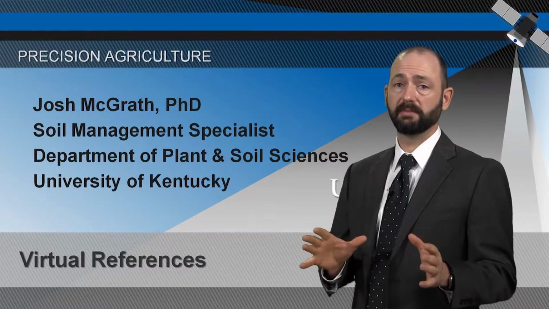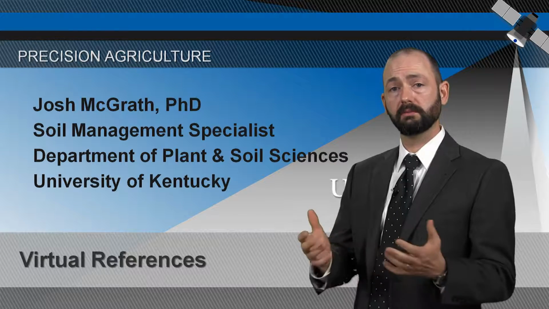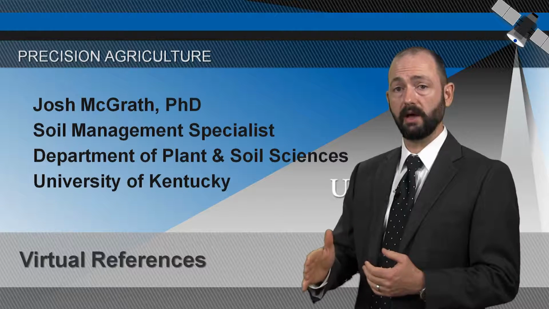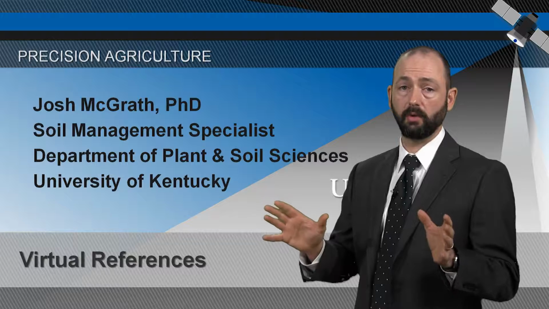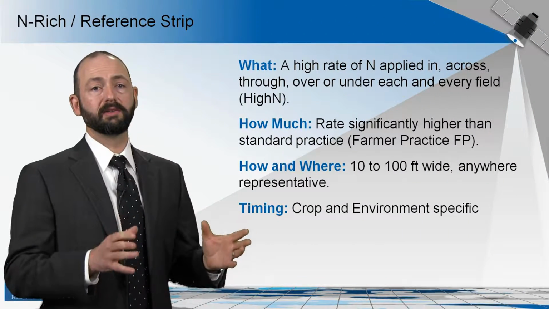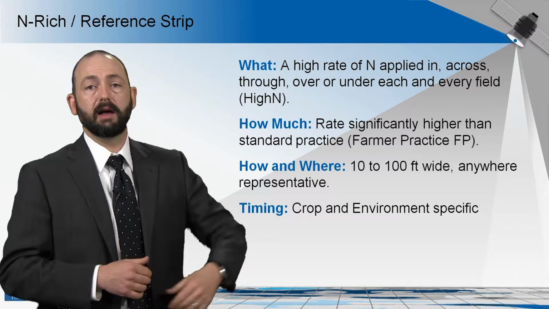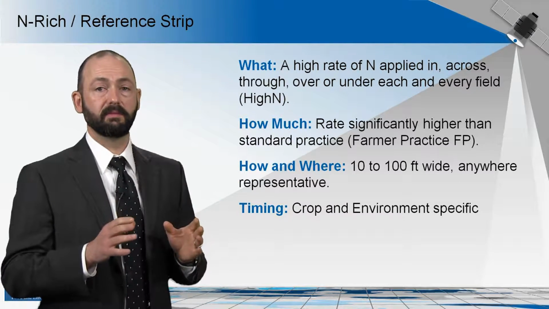In this session, I want to talk to you about virtual reference strips. Previously, we talked about algorithms and that some of them require a reference strip, either a high-end reference strip or a high-end reference and a low-end reference to calibrate that nitrogen rate algorithm or equation. So what is a nitrogen reference strip? It's just a high rate of N applied in and across, through, over, or under each and every field.